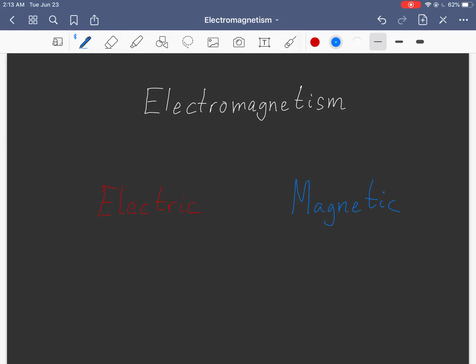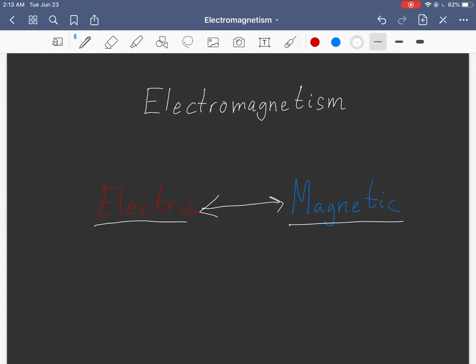So today I'm going to be talking about electromagnetism. And what a lot of people don't realize is that electric fields and magnetic fields are actually deeply connected to each other. This connection and relationship between the two is really useful for things like motors, electric generators, transformers, and actually most of modern day electronics rely on this relationship.